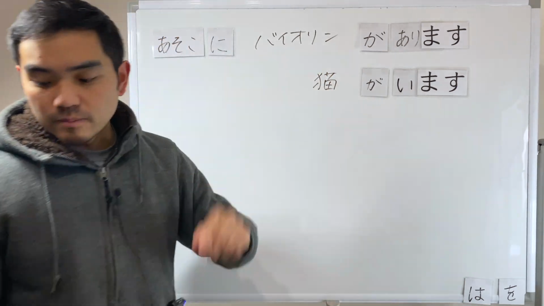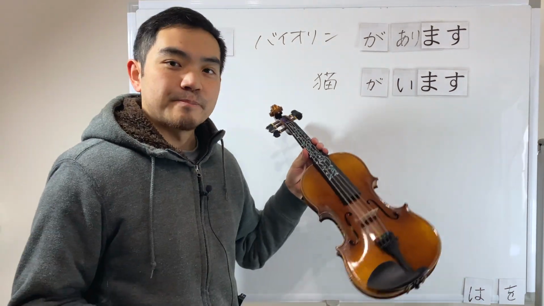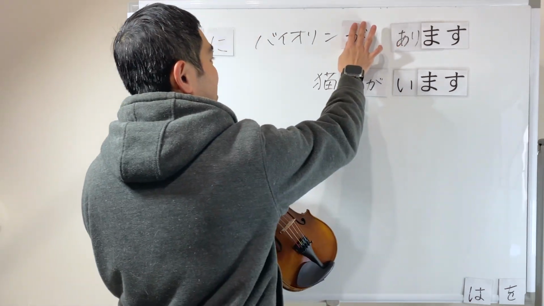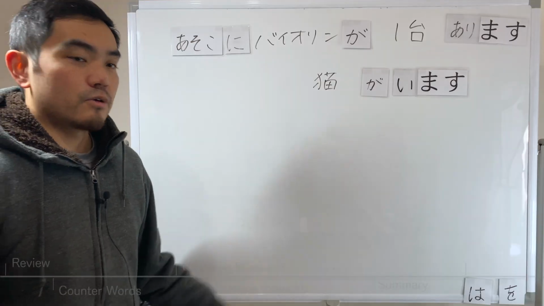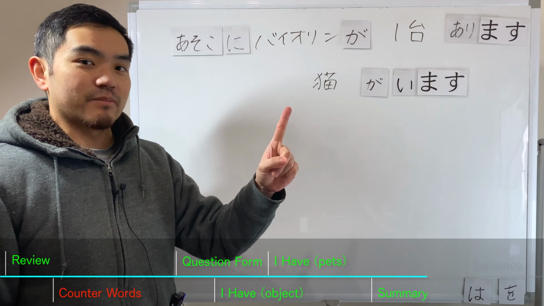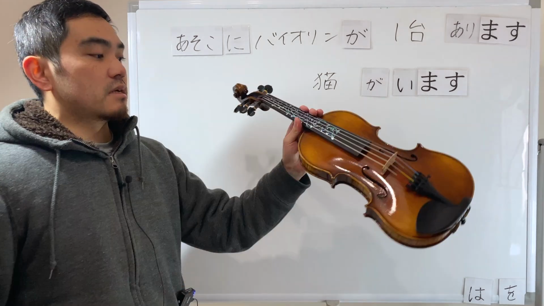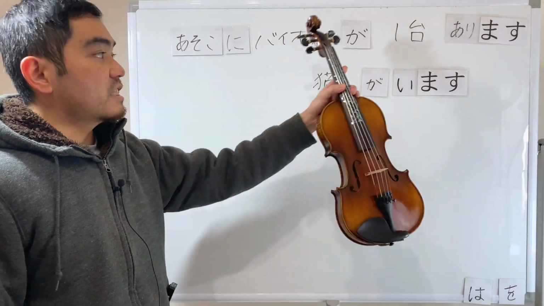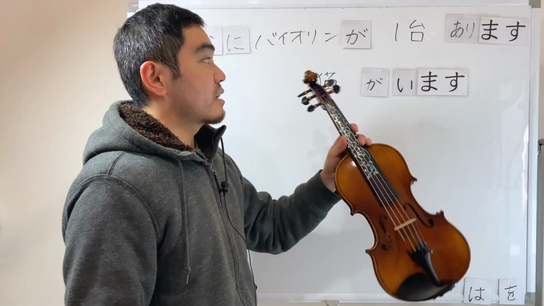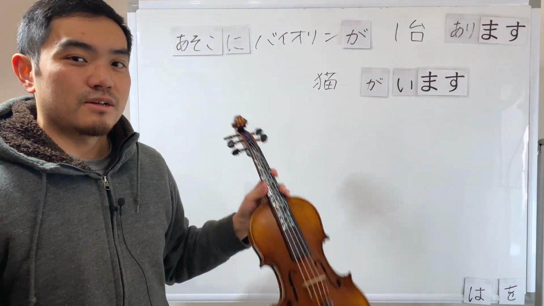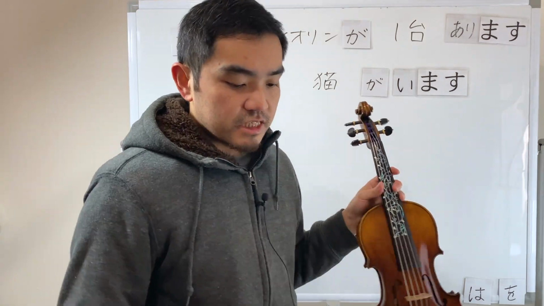So, あそこにバイオリンがあります。How many? バイオリンが1台あります。So, how many violins do I have? Or how many violins are there? 1台あります。One, right? 1台。So, today we are going to learn how to count within the sentence. Okay?